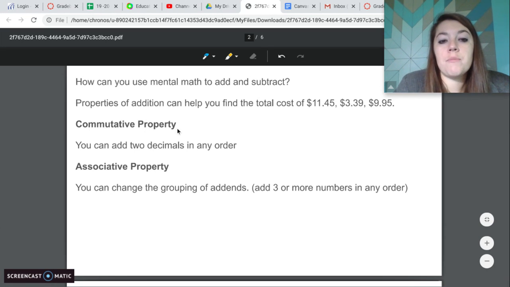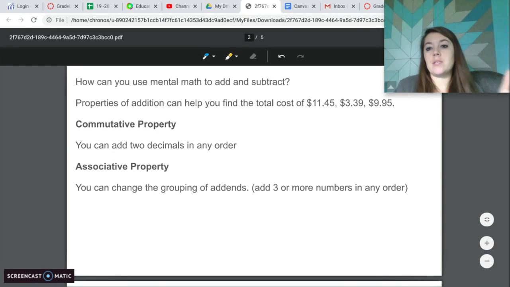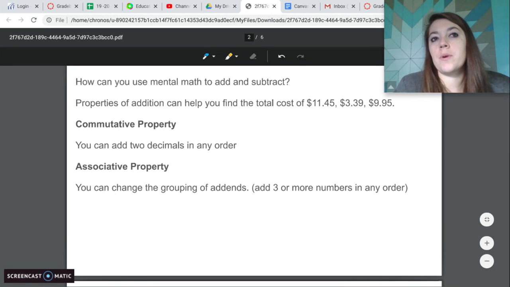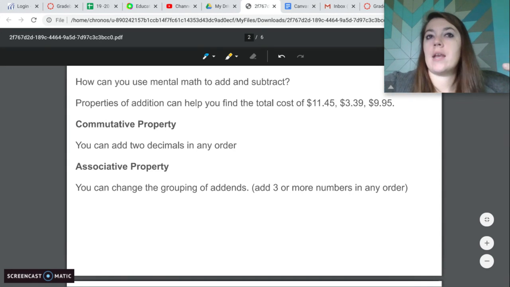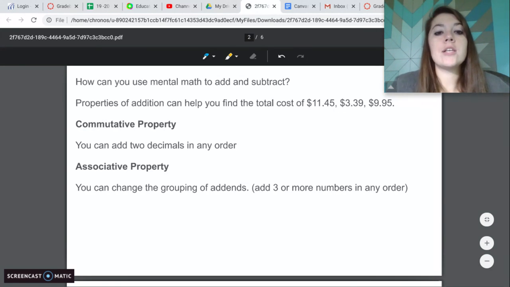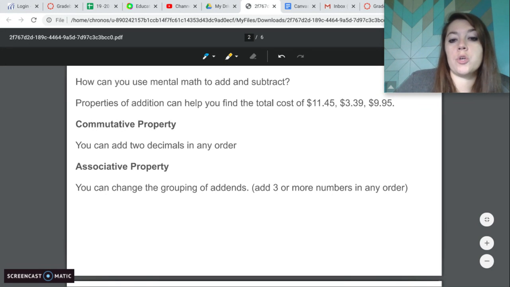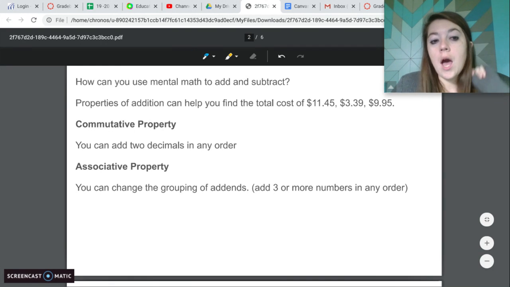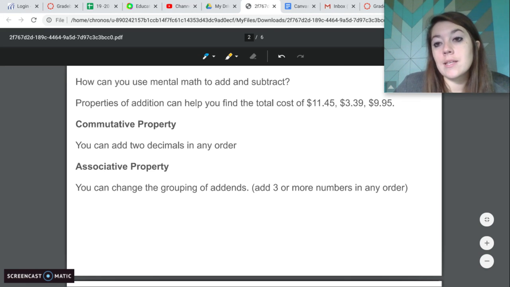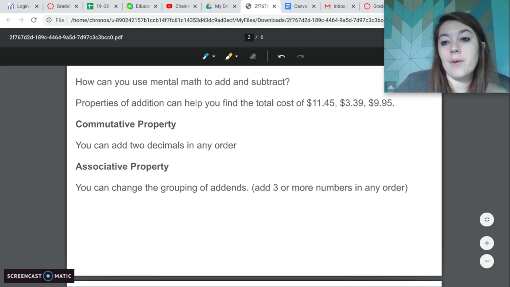So we have what's known as the commutative property, which is where you can add two decimals in any order. We don't necessarily have to take $11.45 and add it to $3.39. We could add the $9.95 and the $11.45 together instead. That's what commutative means. Associative means that you can change the grouping of addends. So I guess the associative property is more what we're looking at there with the 3. The commutative property just means we could take $11.45 and add it to $3.39, or vice versa. So we can flip it around how we write it.